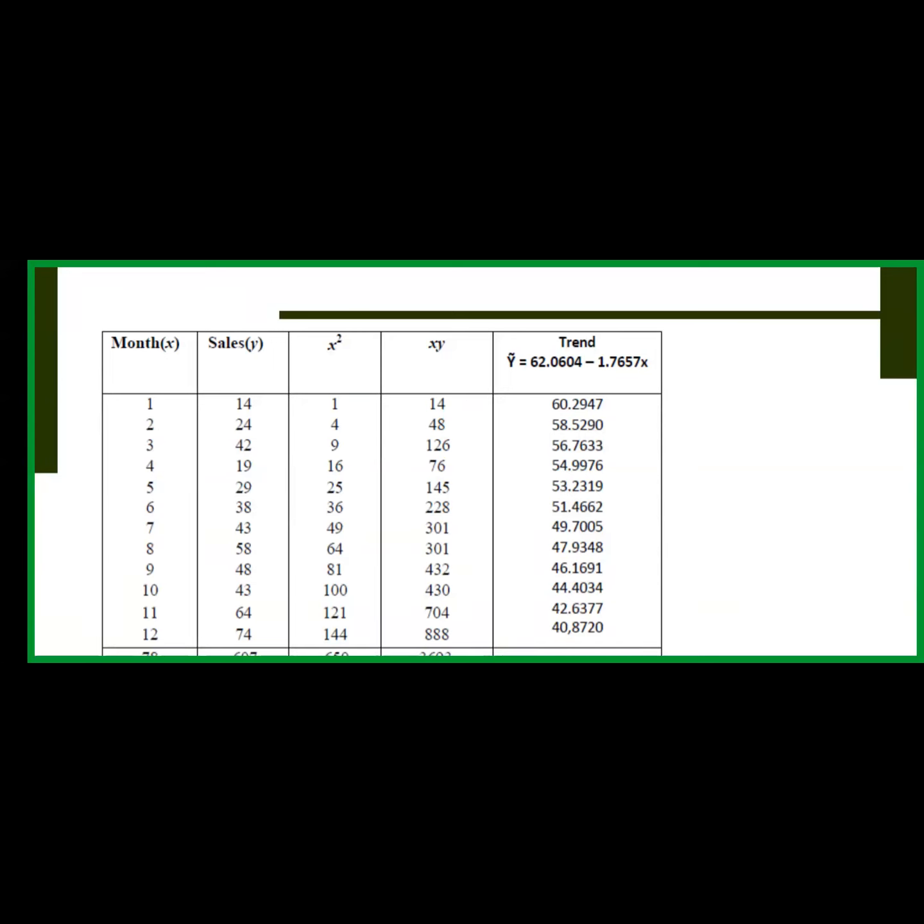Put 1 in the place of x and give me the answer. Oh yeah, you should have gotten the answer. What is the issue? Instead of me writing a minus b x, I'm writing plus. I'm writing plus.